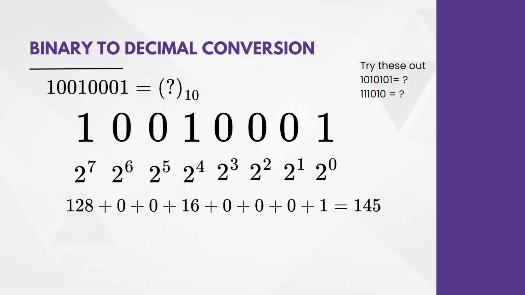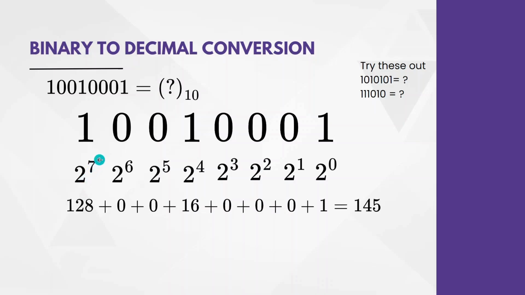For example, I have this number. I will start from my rightmost digit. This digit I will give a position of 0, so the power would be 0, 2 to the power 0. Similarly, this would be 1, so I will give 2 power 1, then 2, 3, 4, 5, 6, 7. So the last one or the leftmost digit in this binary number will get a power of 7 or 2 to the power 7.